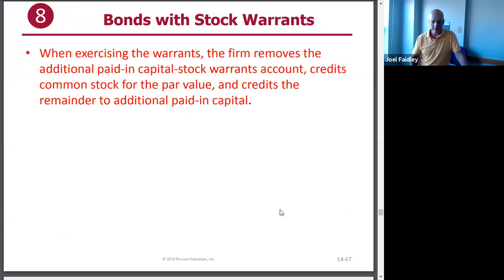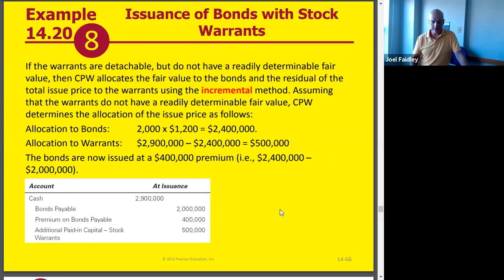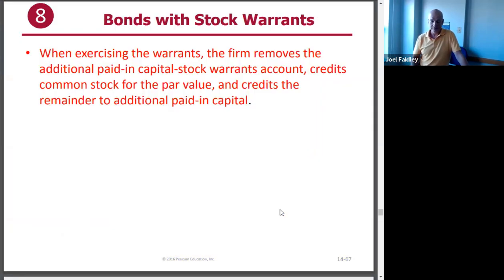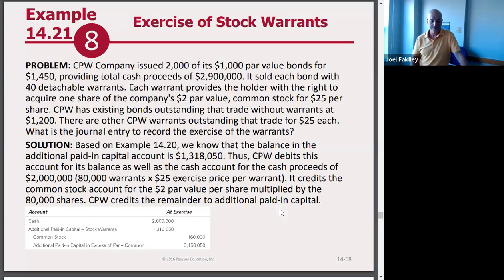Exercising these warrants, the firm removes additional paid-in capital stock warrants, because that's what it's called. That's a capital account. That's not a liability. So that's going to be zeroed out, right? Credits to common stock for the par and credits the remainder to additional paid-in capital. The remainder to additional paid-in capital means plug number. And there it is. 2 million cash, additional paid-in capital stock warrants, common stock. There's the exercise.